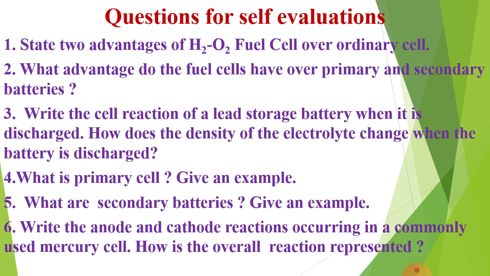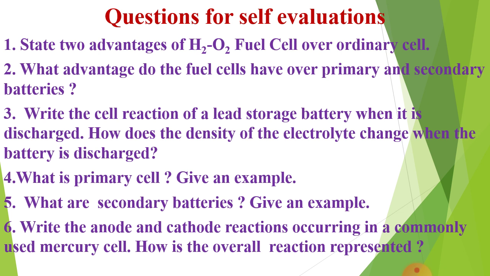Third question, write the cell reactions of the lead storage battery when it is discharged. Two types of reactions I have given here, discharging and charging. So here you have to write the discharge reactions occurring at the anode and at the cathode, and also write the net cell reaction. How does the density of electrolyte change when the battery is discharged? This I also told you.